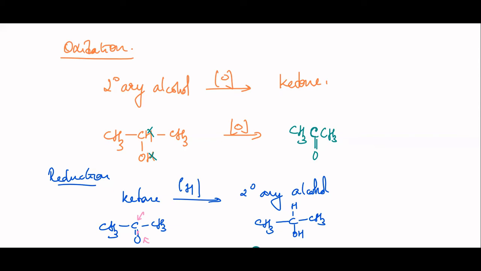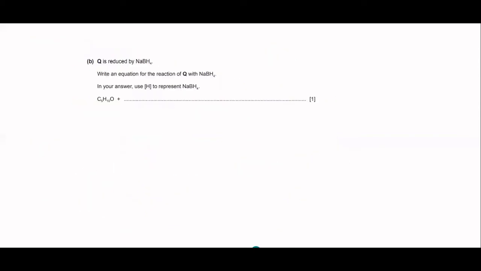Going back to our question, Q is reduced by sodium borohydride. Q is reduced by sodium borohydride means its carbonyl functional group, the ketone which is present, will be getting reduced to the respective alcohol. So if the carbonyl is getting reduced, just as we saw just now, hydrogen gets added, this double bond will be broken, it gets added here, it gets added here.